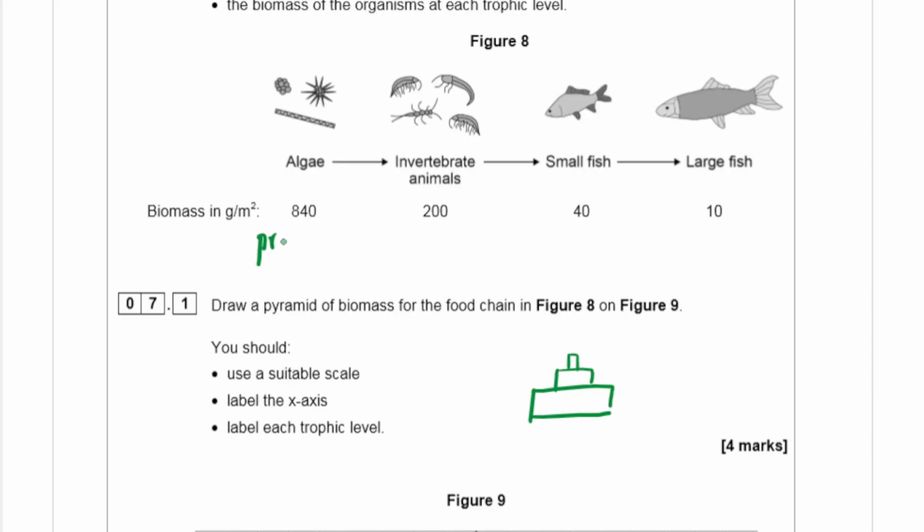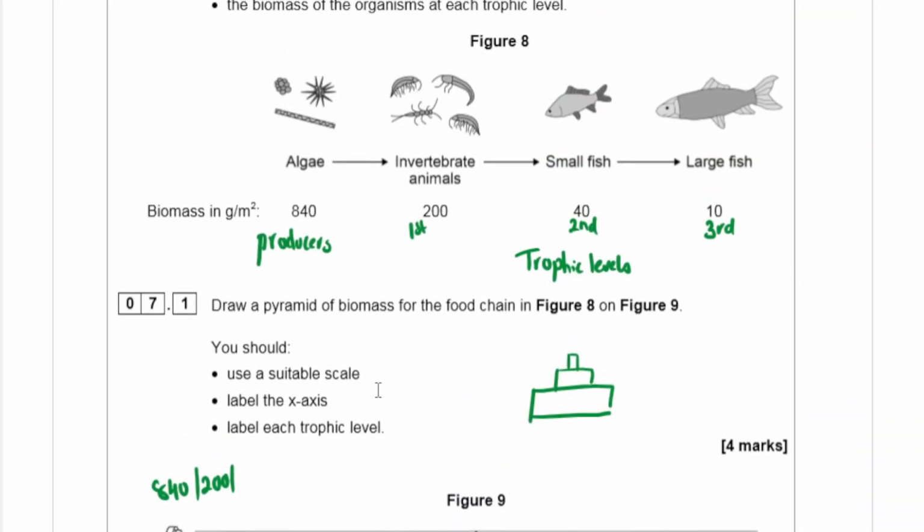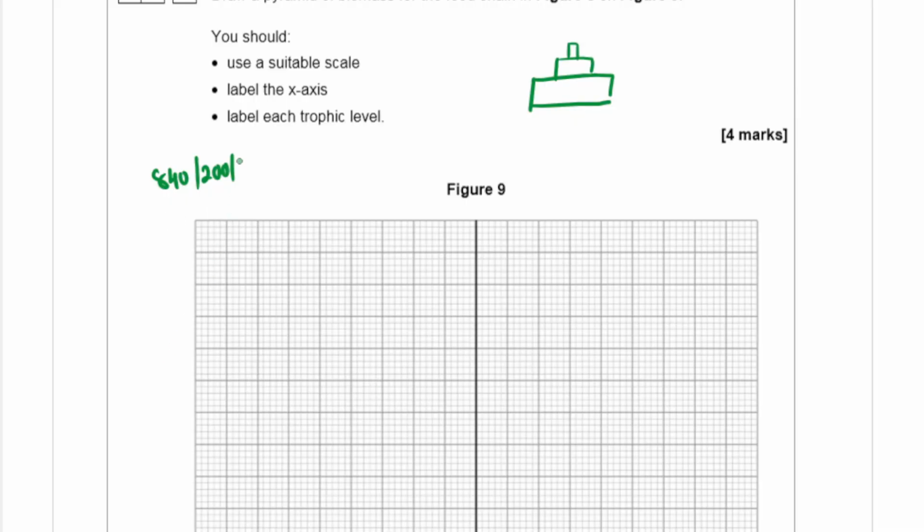So this is the producers, first, second, and third trophic levels. You've got 840 in the first one, then 200, and then 40 and 10.